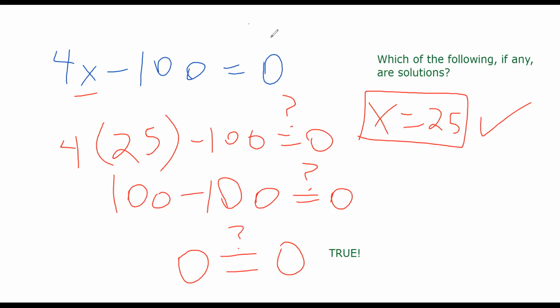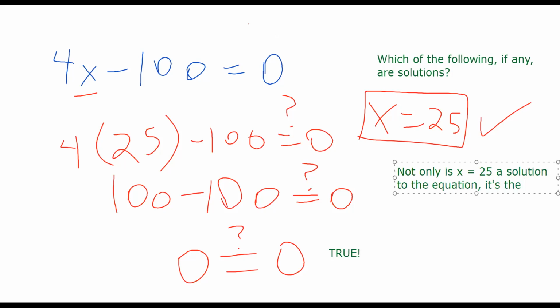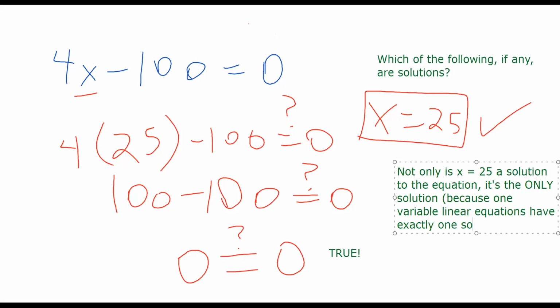What's interesting about this is we've found a solution to this equation, 4x minus 100 equals 0. It turns out, for reasons I just said, one variable linear equations have exactly one solution, no more, no less. So not only is x equals 25 a solution to the equation, it's the only solution, because one variable linear equations have exactly one solution. How do I know that? Well, we won't prove that, but take it on faith for a moment. It can only have one solution. We found something that works, so we're done.